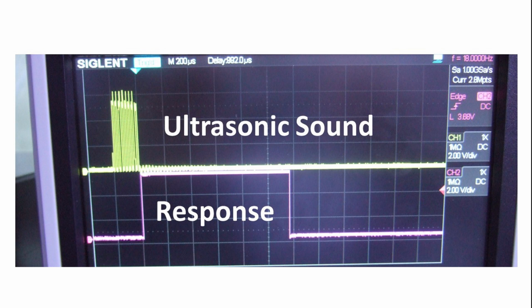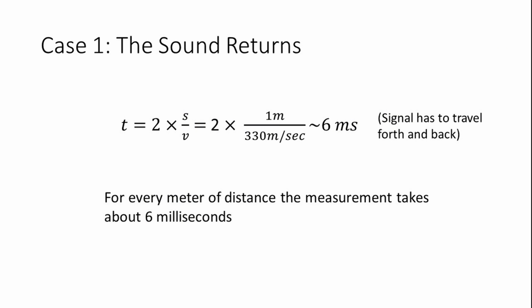Right after the signal is sent out, the receiving channel goes to high, and as soon as the echo comes back to the receiver, the signal goes low. The time the signal is high is the travel time of the ultrasonic sound. In the first case, we can calculate that the measurement should take about 6 milliseconds per meter distance.